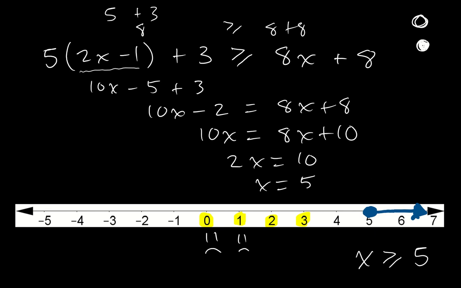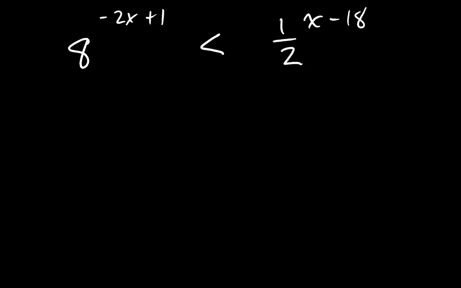Okay, let's look at one more example before we're done. We're going to finish with this one. It is 8 raised to the power of negative 2x plus 1. So that negative 2x plus 1 is all in the exponent. And that expression has to be less than 1/2 raised to the x minus 18 power. And this is doable, right? Using these techniques where we're going to look at this as an equation, find that boundary location, then test to decide if we're going to shade above or below it. It's totally doable.